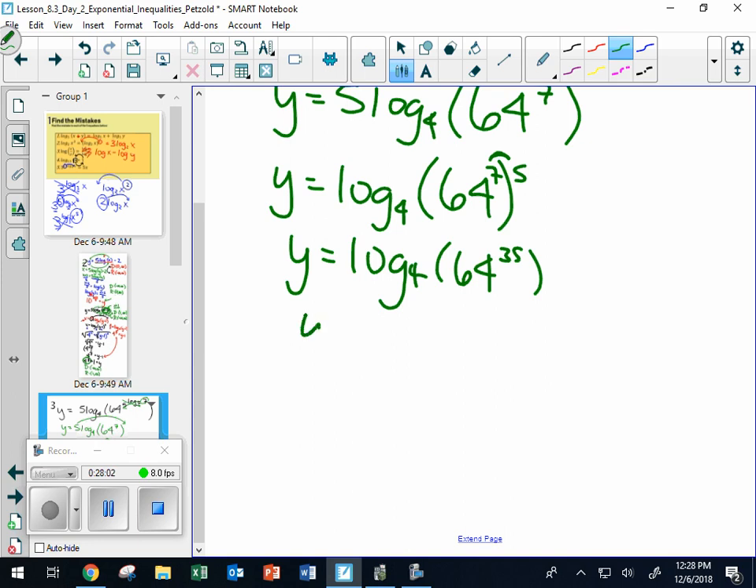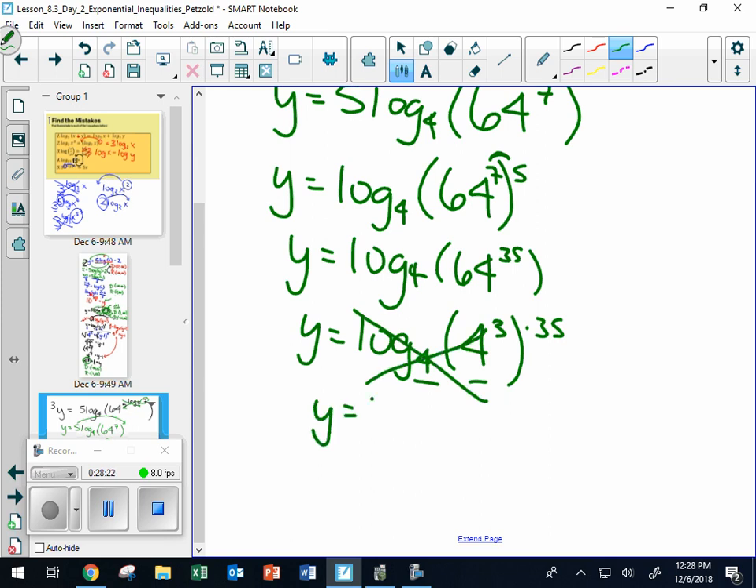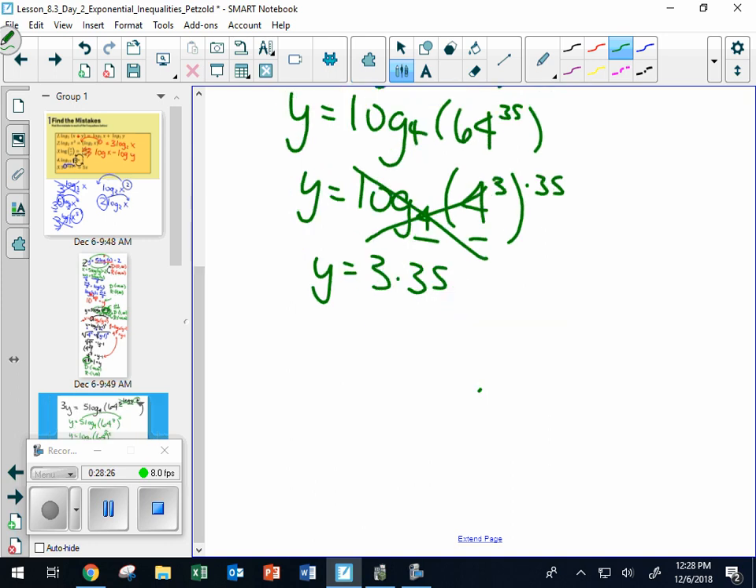64 can be written as 4 to the 3rd. So we have 4 to the 3rd times that 35 there. And if we have log base 4 and we have a 4 as the base of our argument, we can cancel them out, and all we are left with is y is equal to 3 times 35, which is 105.